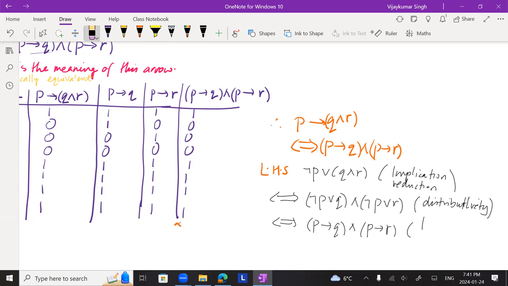So this is implication reduction. And this is what your RHS is, your right-hand side. And voila, we are done. So that's how you can show that these two statements are equivalent.